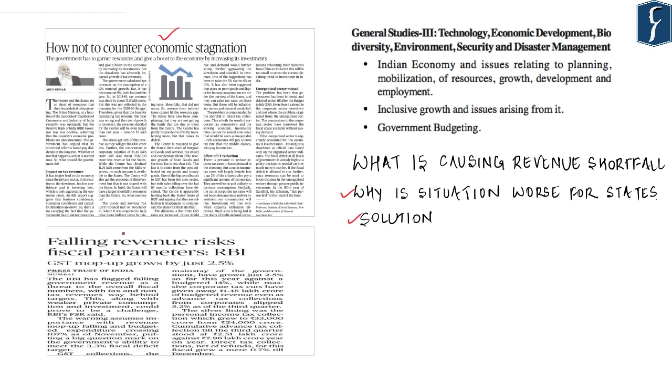Now, there is another article which has been published on page number 15, Falling Revenue Risks Fiscal Parameters: RBI. We are going to combine these two articles and understand various aspects highlighted in the editorial and the idea which the author wants to communicate. The UPSC syllabus relevant for this particular article has been displayed on the screen.